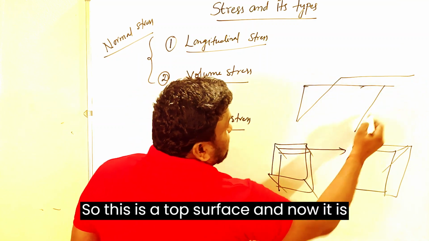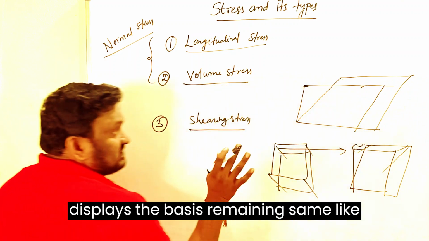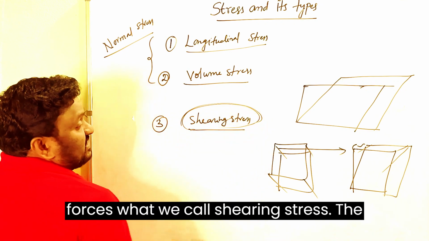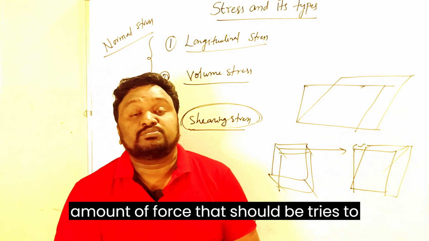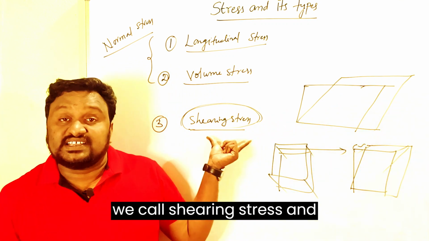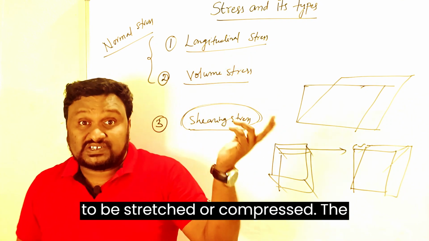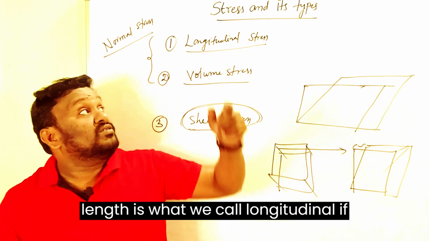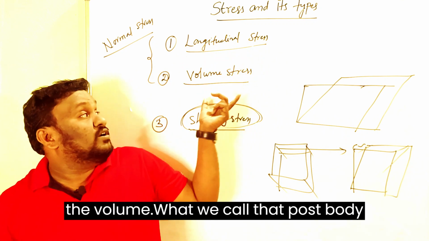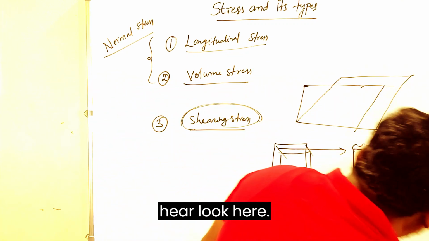So this is the top surface, and now it is displaced. Only the top surface is displaced, the base remains the same. That stress, that force, is what we call shearing stress. The amount of force that tries to displace the top surface is what we call shearing stress. And the elastic force that stretches or compresses the length is what we call longitudinal stress. If it tries to decrease or increase the volume, that force is what we call volume stress.